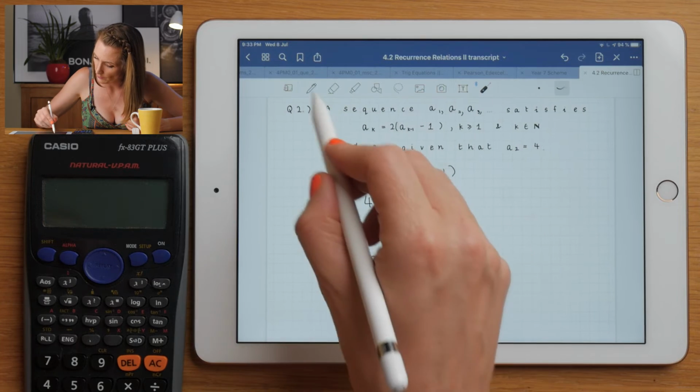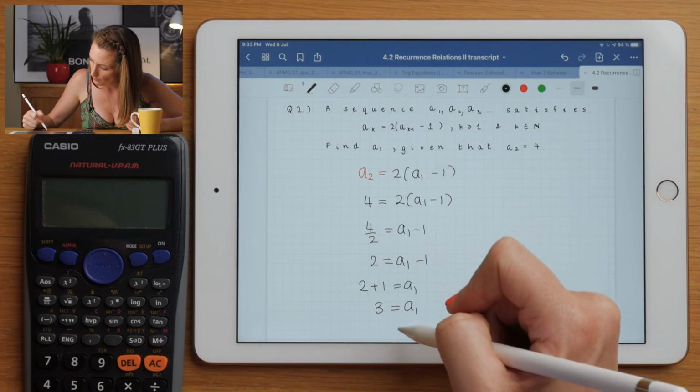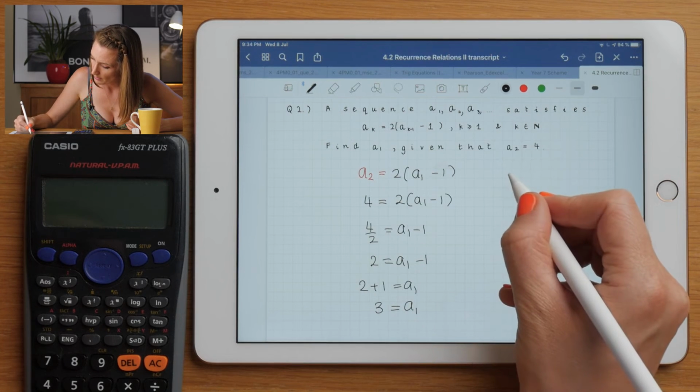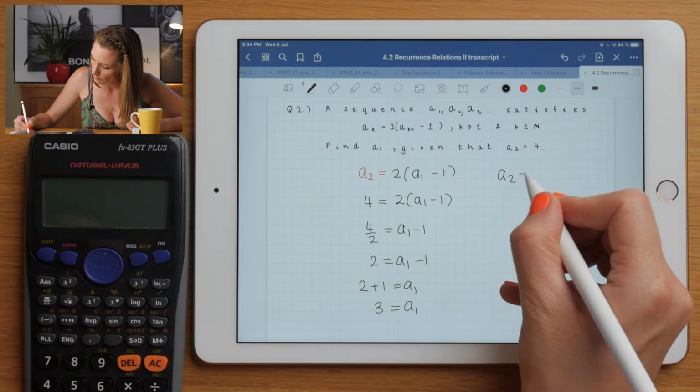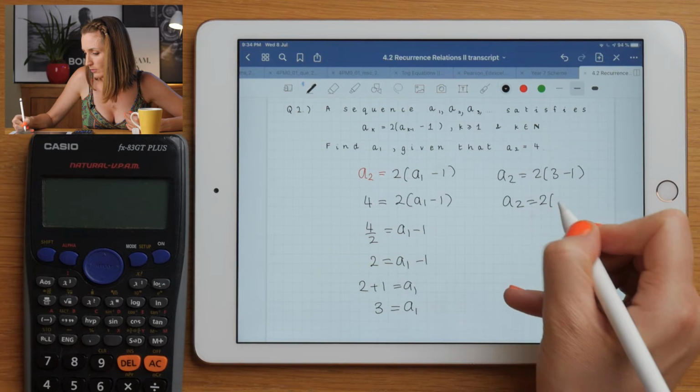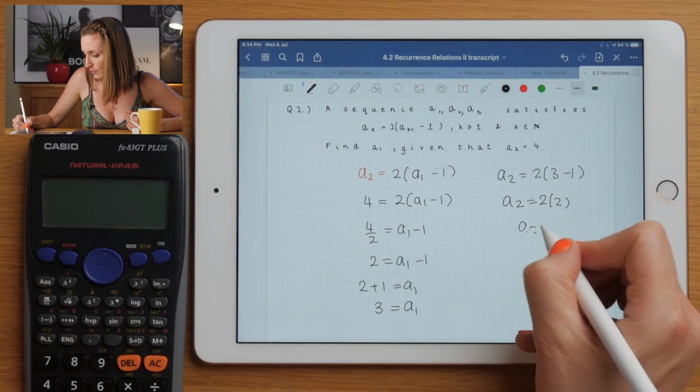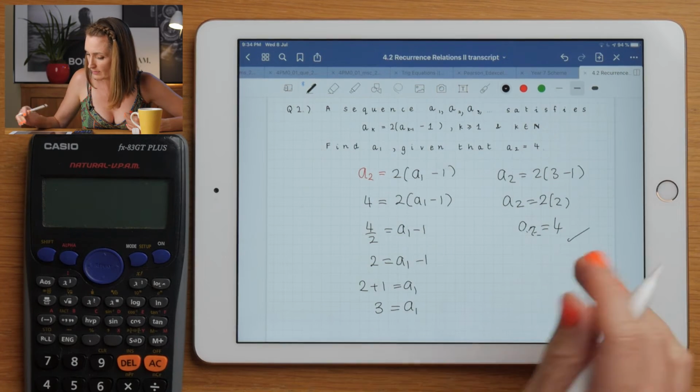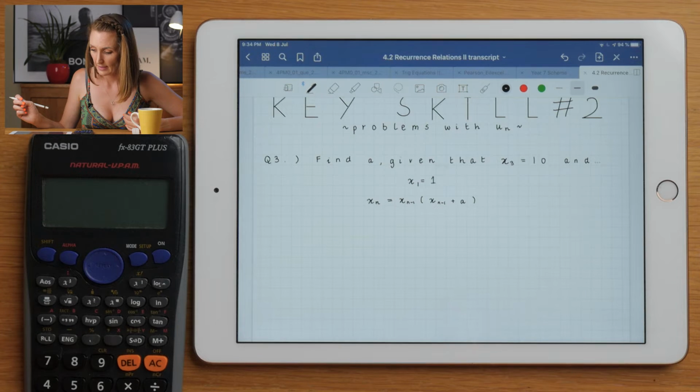And again, you can check it works. So let's think about it. If A1 is 3, A2 would be 2 times 3 minus 1. A2 would be 2 times 2, which would be 4. So that's fine. Find a given that x3 is equal to 10 and x1 is equal to 1.